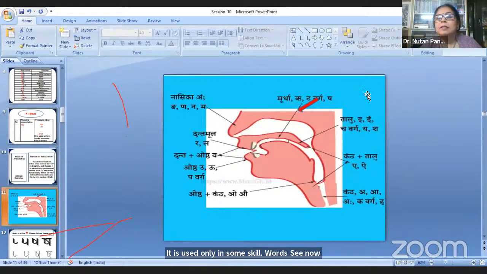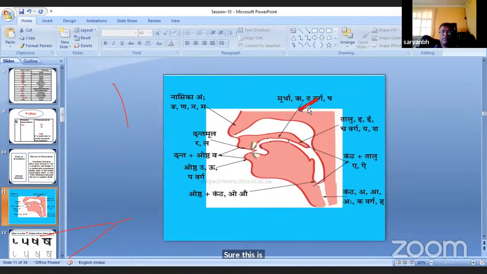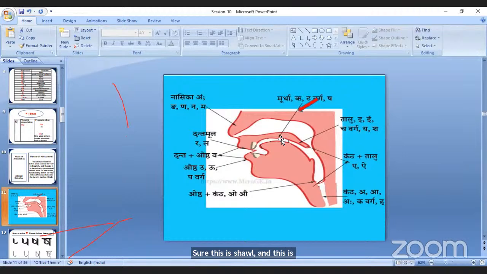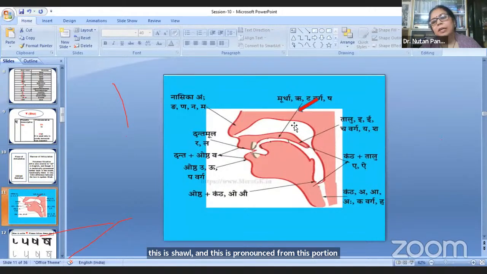See the pronunciation place. This is sha, and this is our cerebral portion. You can see my red arrow. This is sha, and it is pronounced from this portion. This is cerebral, and we will take our tongue to that portion and pronounce sha. This sha sound is used only in the Sanskrit language, and when we write Sanskrit words, we use this letter in writing and pronounce this sha. Okay? Good.